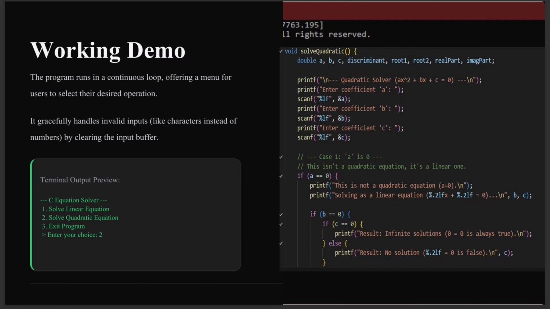Working demo. The program runs in a continuous loop, offering a menu for the user to select the desired operation. It gracefully handles invalid inputs, like a character instead of a number, by clearing the input buffer. So if you give a wrong input, it shows an invalid input statement.